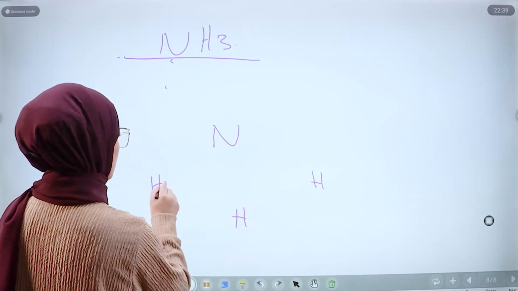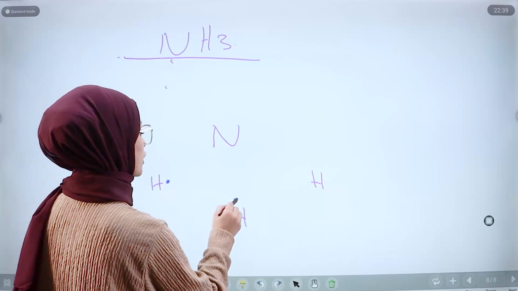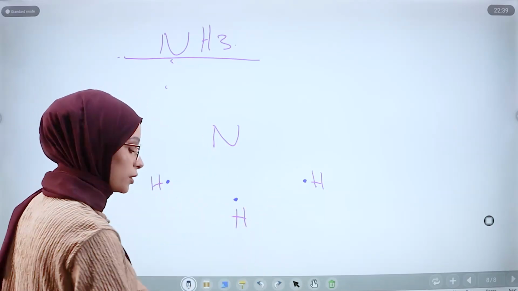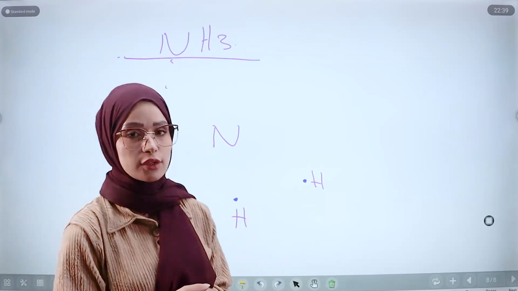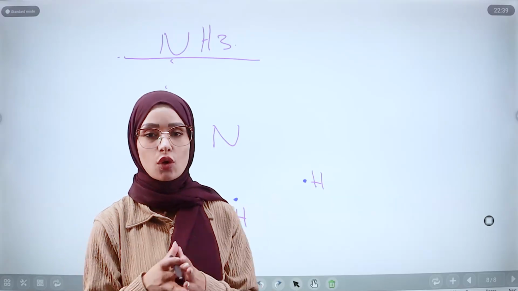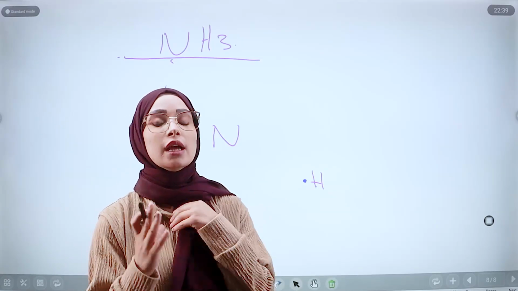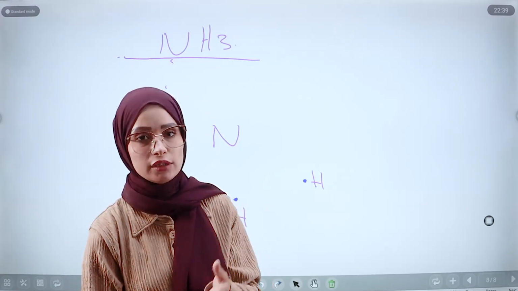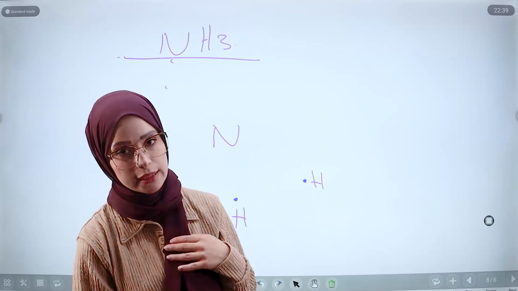And then I will put the single pure electron for the hydrogen here, and I will draw the valence electrons for the nitrogen. Again, teacher, we draw the valence electrons for the element. What do we mean, teacher? The electrons in the last orbital.